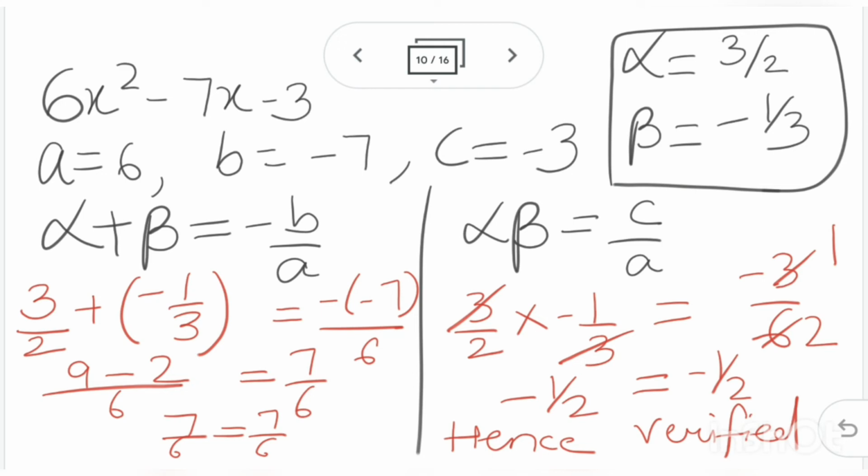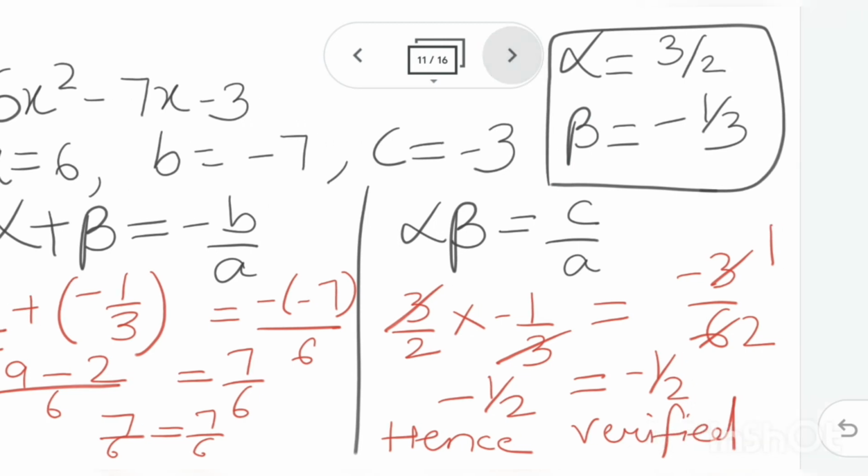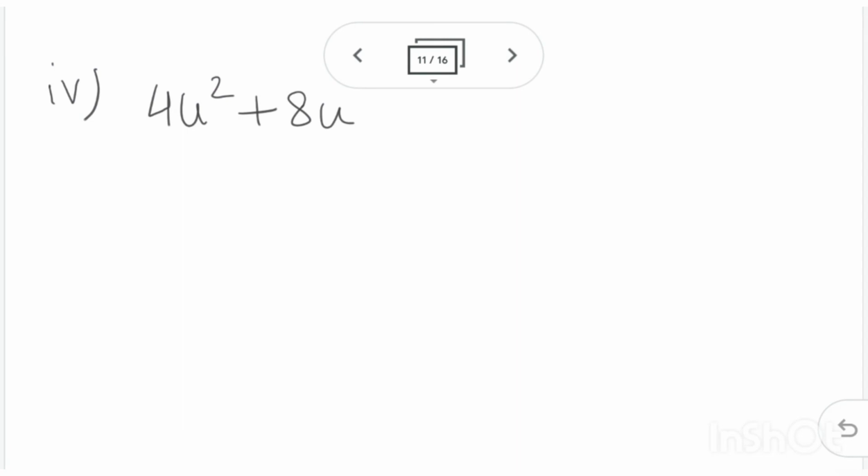If we have been able to find the correct zeros of the polynomial, then every time this relation will be verified. Alright. Now one more example we do. Here we have 4u square plus 8u. This polynomial has only two terms. Now we will take 4u common. In the bracket we will be left with u plus 2.